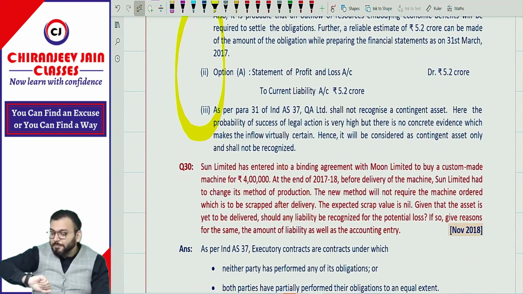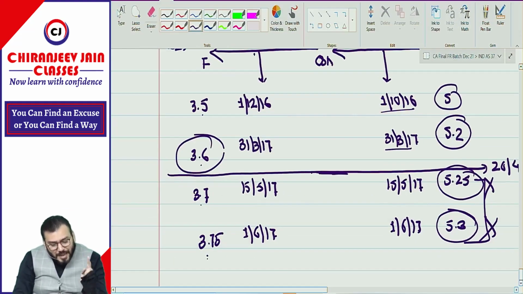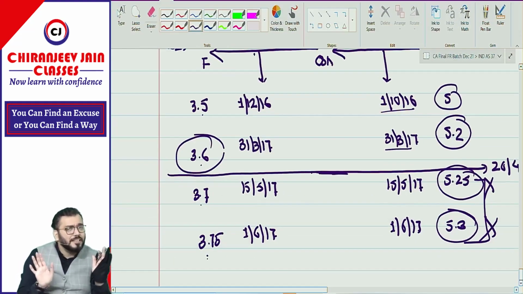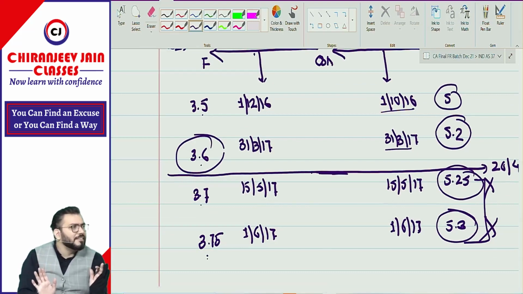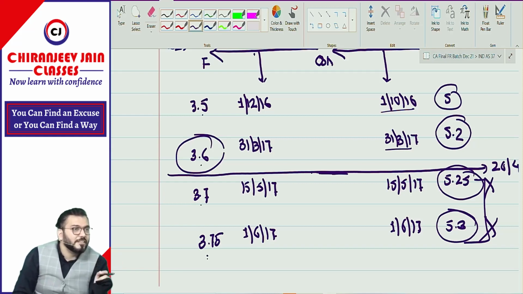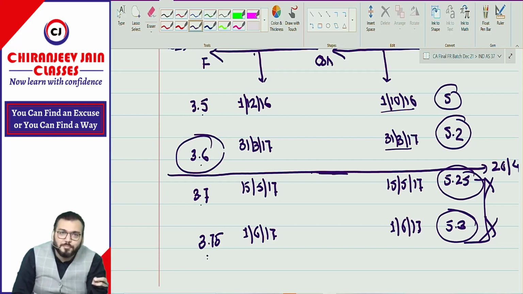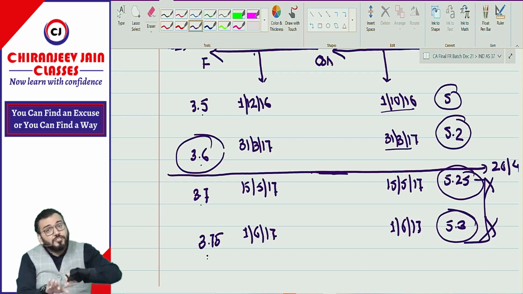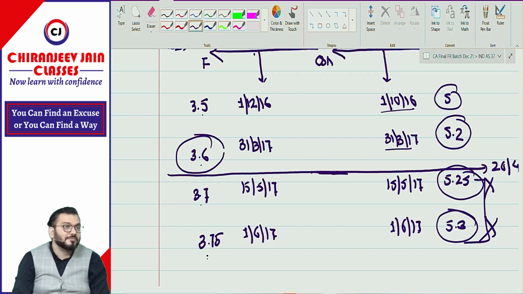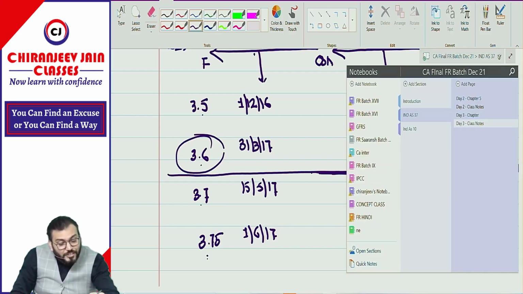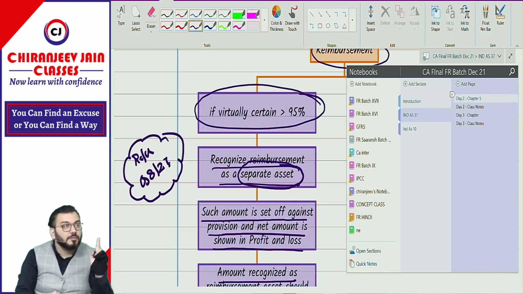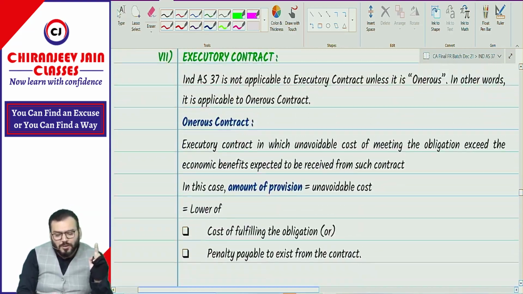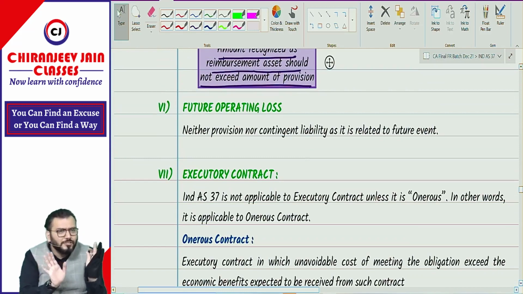Understood? Simple or not? Simple. I am taking time on chapter Ind AS 37. I am just informing you what the level of CA Final is. Ind AS 37, I could have completed in 2 hours also, but then the same thing from CA Inter would have been repeated. And believe me, even if I completed within 2 hours, you would be able to understand the questions, but whether you can understand conceptually would be in doubt. So I'm just taking some time so that you become adapted to me.